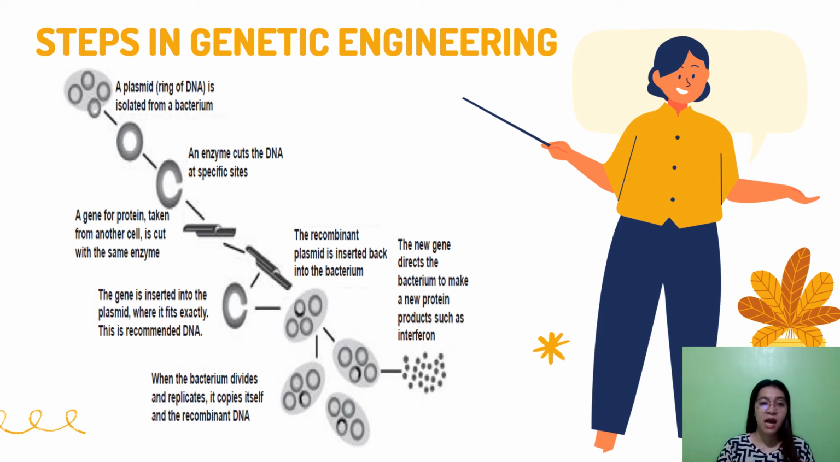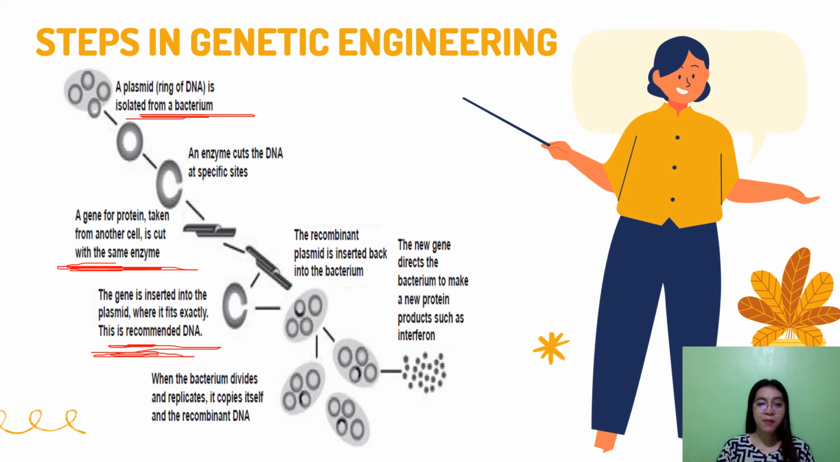So first, a plasmid or a ring of DNA is isolated from a bacterium. An enzyme cuts the DNA at specific sites. Meanwhile, a gene for a protein taken from another cell is cut also with the same enzyme. So the gene taken from another cell is inserted into the plasmid where it fits exactly. So this is now the recombinant DNA.